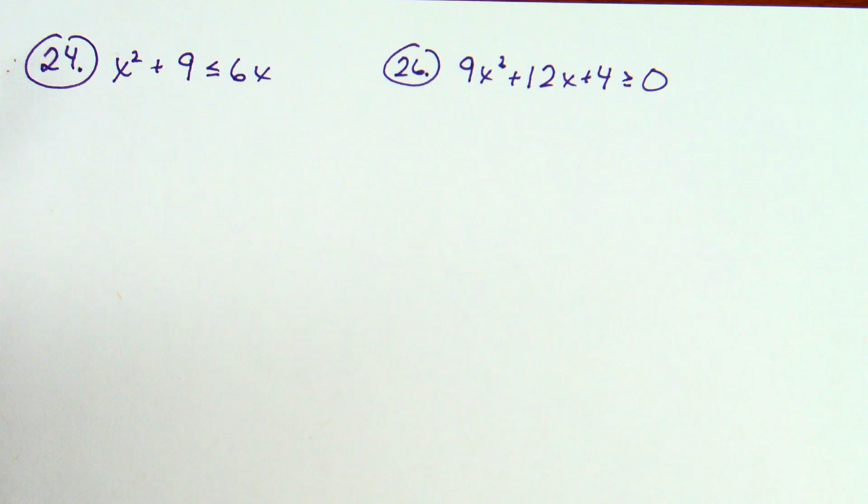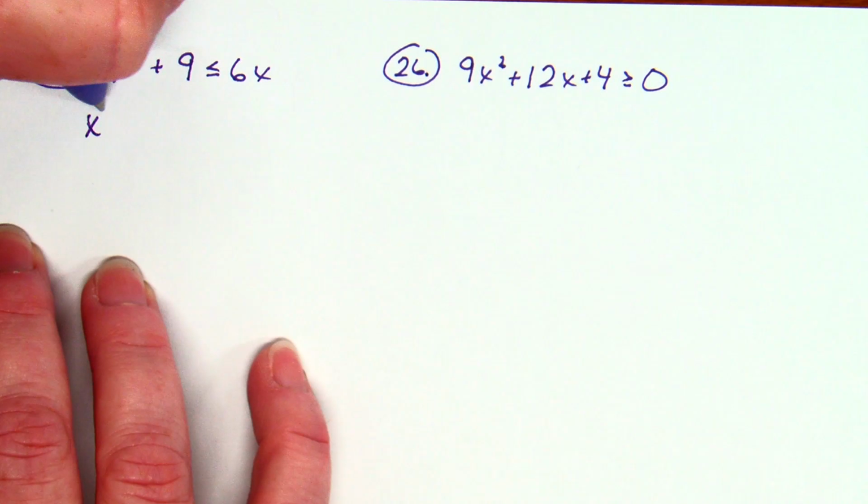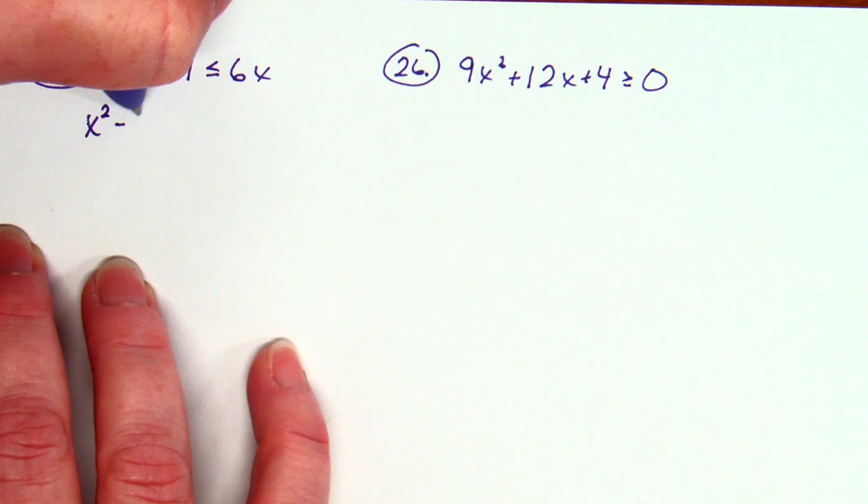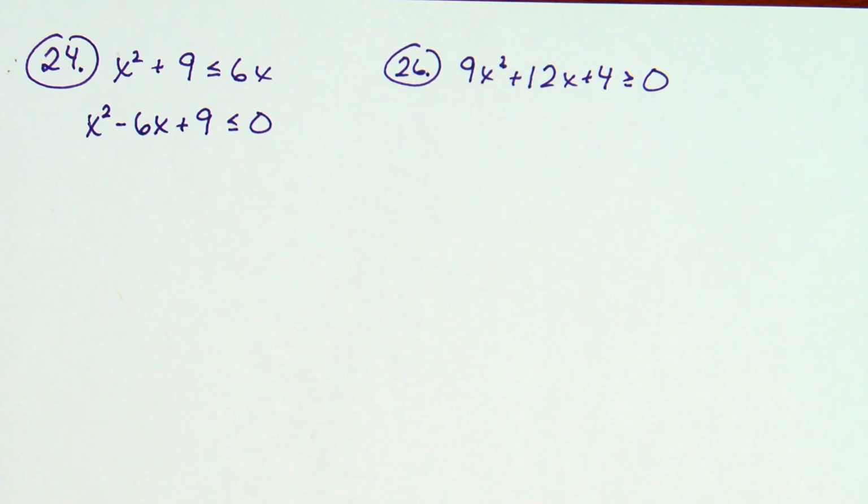Officially 24 and 26 say solve the inequality graphically, which means I don't have to do anything algebra, I just have to graph it. What do I have to do before I can graph 24? Bring the 6x to the left side. Yeah, bring that 6x over and then put it in appropriate order, right? Which I guess if we're just graphing it, we don't have to, but I always say x squared minus 6x plus 9.